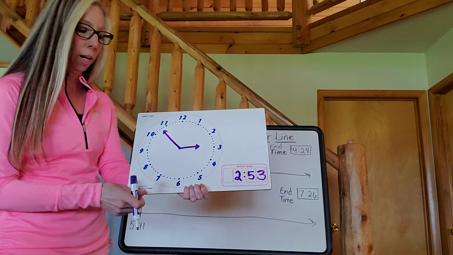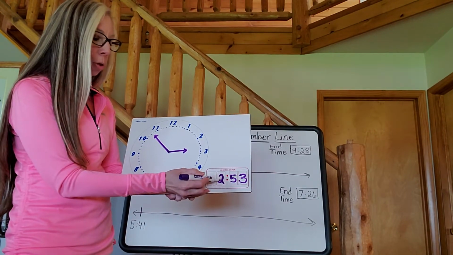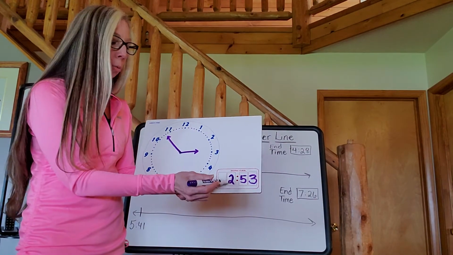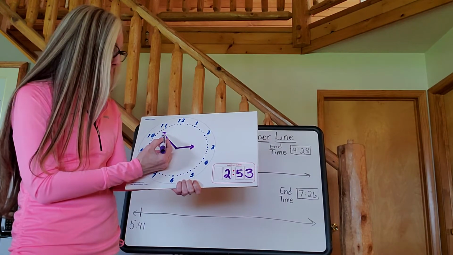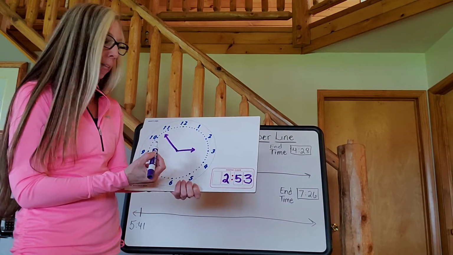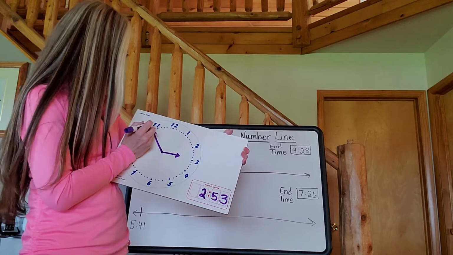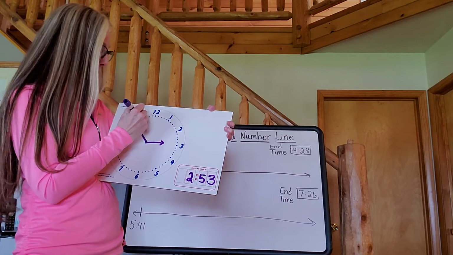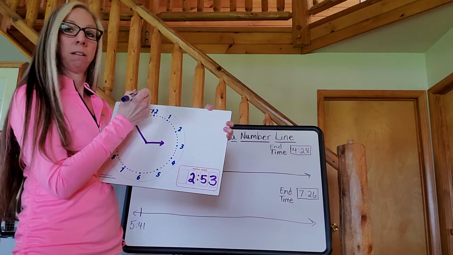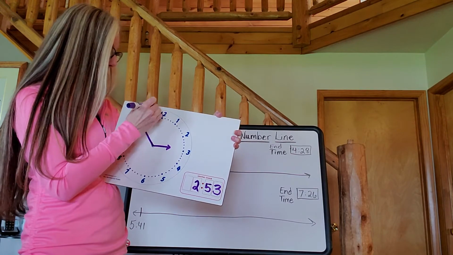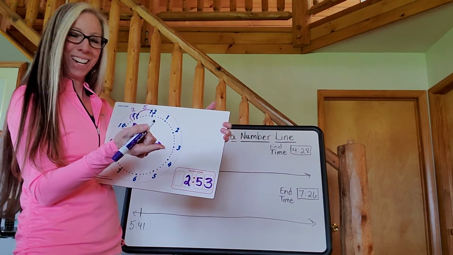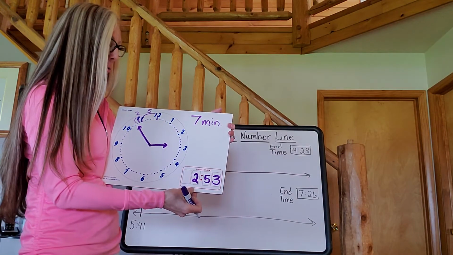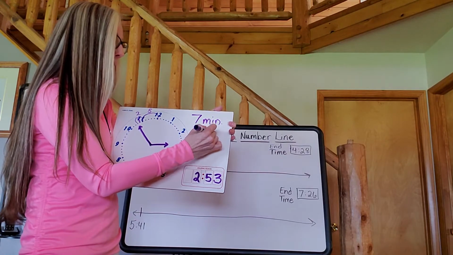This one says 2:53. So we need to get to the next hour. So 2 is the hour in 2:53. So 2 plus 1 is 3. So we want to get to 3 o'clock. So we want to get that minute hand to the 12. That puts us at 3 o'clock. So now we're at 53. So now we have to do 54, 55. So that's 2 minutes. And then 55 to 60 is 5 minutes. So 5 plus 2 is, you got it, 7 minutes. So it took us 7 minutes to go from 2:53 to 3 o'clock.